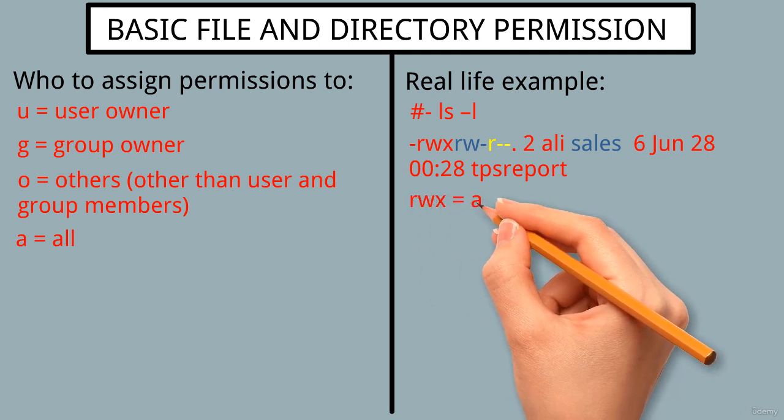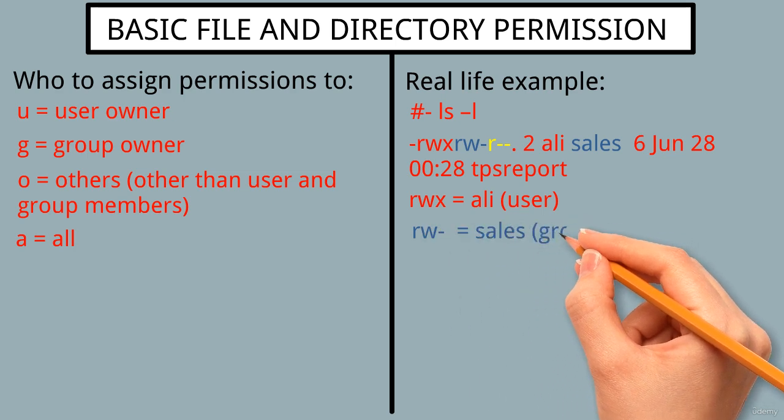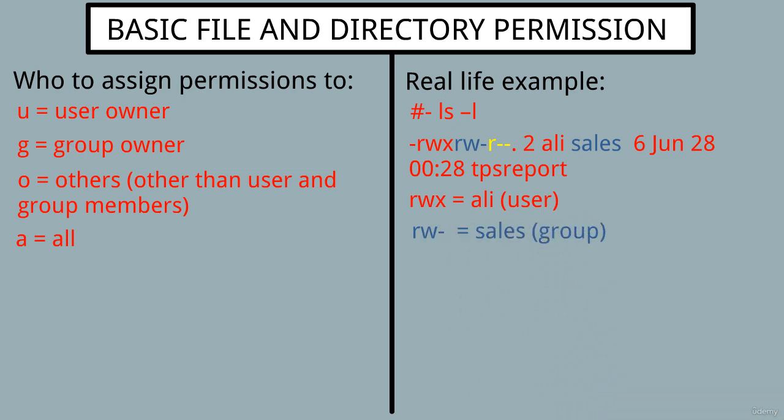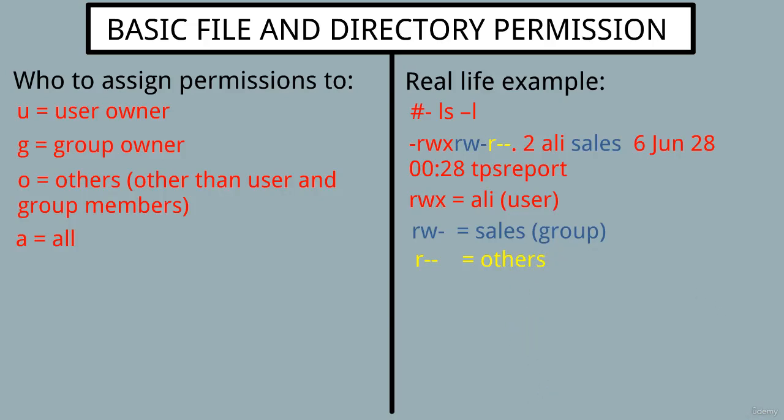RWX is the permissions that are assigned to the user Ali. That means this user has read, write, and execute permissions. If you see, the sales group only has read and write permissions. Now, there's no column for others, but the one in yellow is R. That means read permissions have been given to others. And the dashes represent no permissions have been assigned. So that's how the permissions are assigned: read, write, and execute, and they get assigned to the user, the group, others, or all.